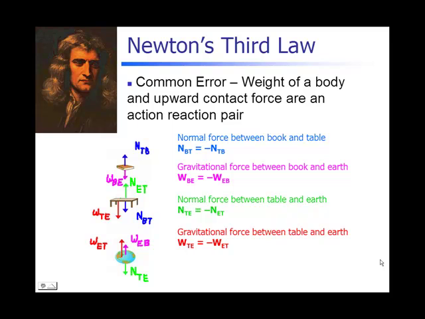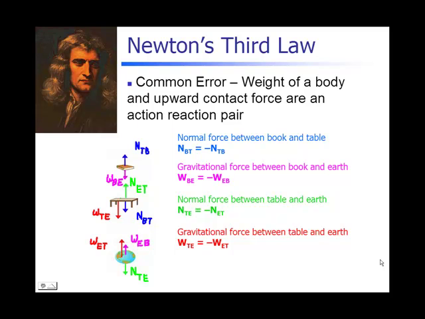So in total you can see that there are four types of forces acting in the whole system. Each action reaction pair is one type of force. Between the book and the table there's a normal contact force, and that's one type of force. You have gravitational force between the book and the earth, that's another type of force. Between the table and the earth there's another contact force, which is the same type between the two of them, and the last one is the gravitational force between the table and the earth.